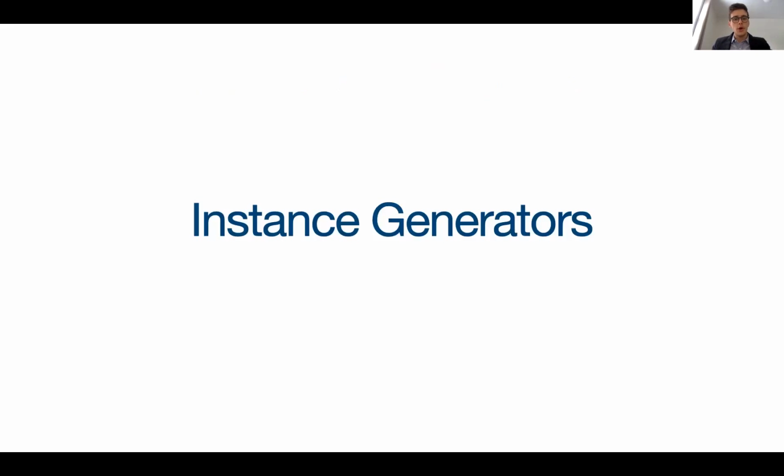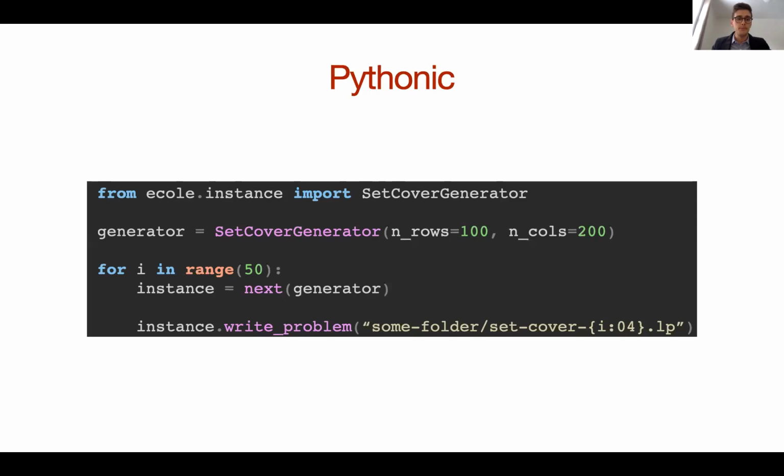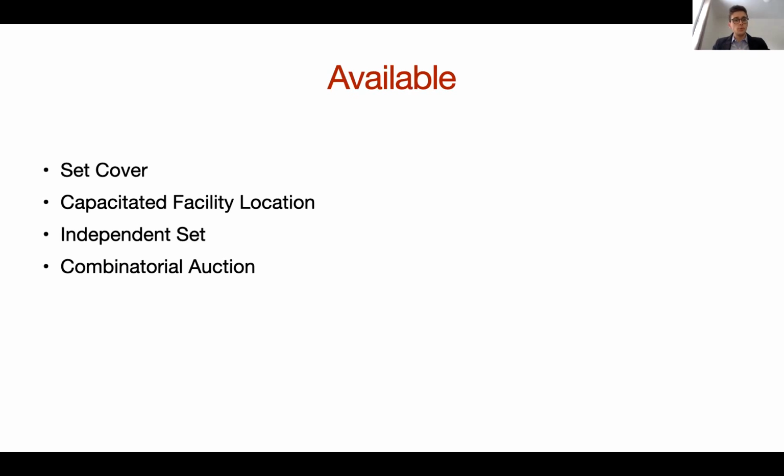We have also added a collection of instance generators because we realized that it's important for the field to have common generators, and also for researchers to get started. It's also often hard to find instance generators that have code that come with them and that you can easily install. They're very Pythonic. They're Python generators. We have a set cover instance generator, capacitated facility location, independent sets, combinatorial auction.